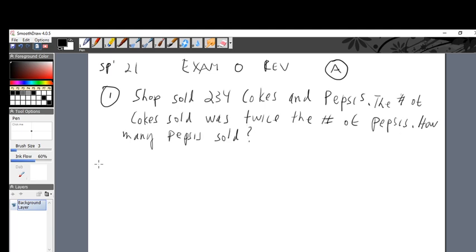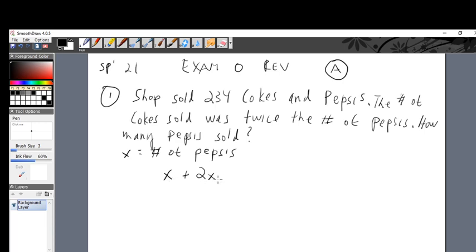Here's how to deal with it. First of all, let's designate that X is going to be equal to the number of Pepsis. You could call it Y, Z, whatever you want, but as you know, I favor X. That's what we'll designate X to mean. So how do we set up this equation? Twice the number of Pepsis, that's how many Cokes were sold. So if X is the Pepsis, then the Cokes were 2 times that, which would be 2x.